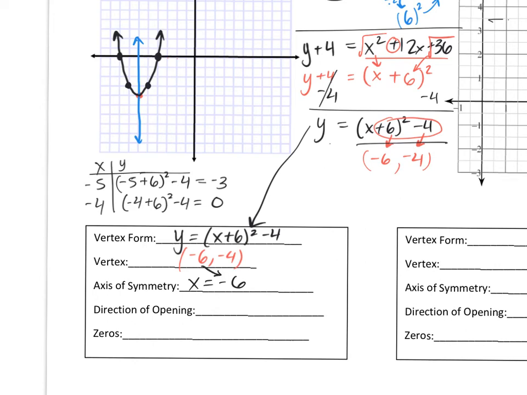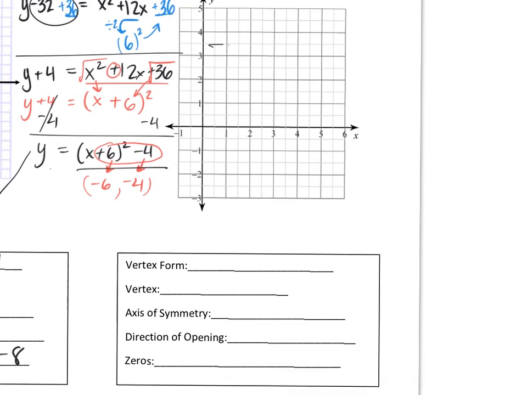A little reminder, the axis of symmetry is always the x value of your vertex. The direction of opening is clear to see, it opens up, and the zeros are the two places it crosses the x-axis. So that is where x equals negative 4 and where x equals negative 8 for this problem.